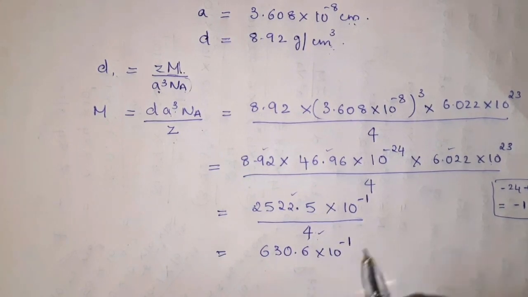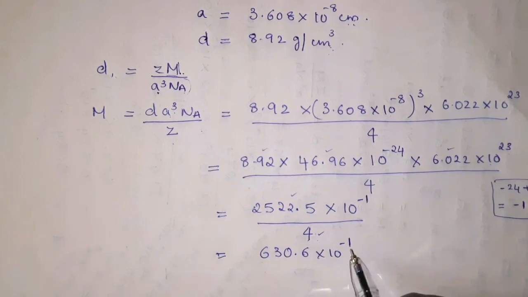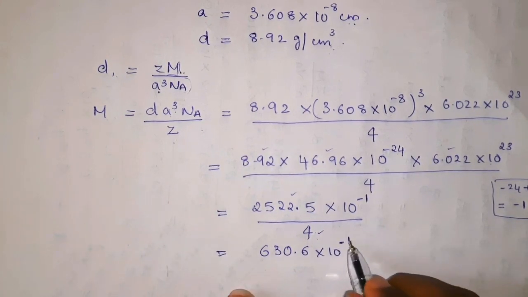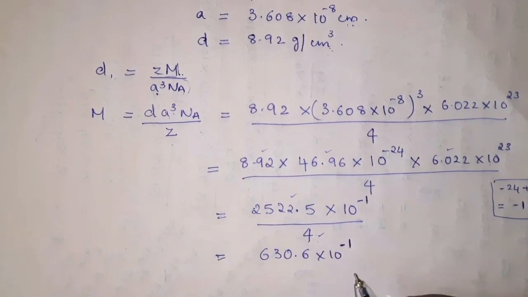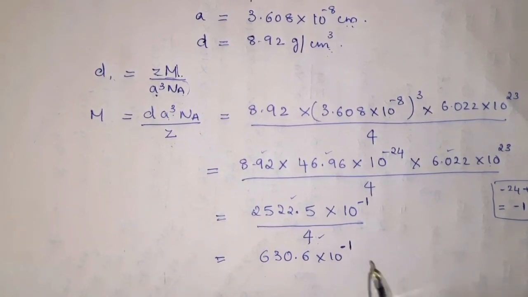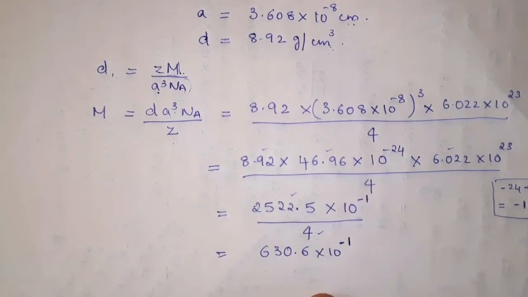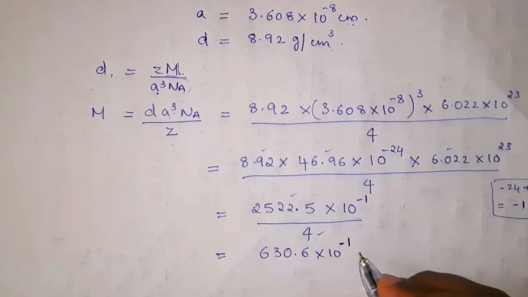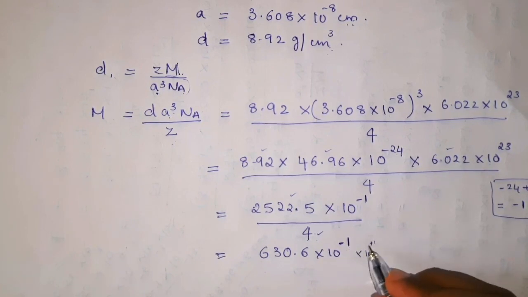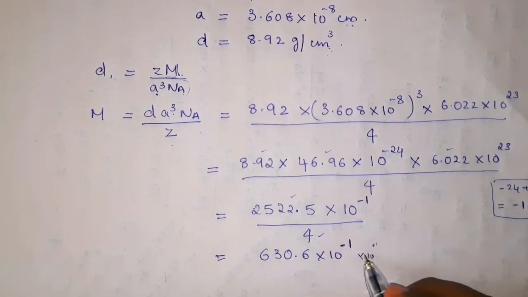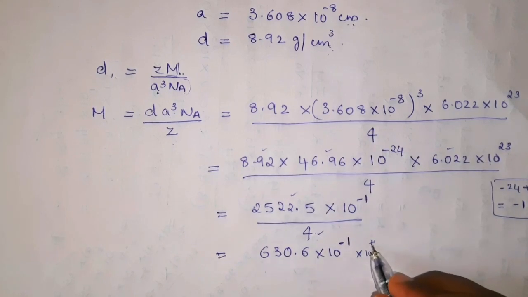Okay, now if you want to remove this 10 to the power minus 1, what you have to do? To remove this 10 to the power minus 1, you can make it 0 only by multiplying it with 10 to the power plus 1, isn't it? That is multiplied by 10 to the power plus 1. When you do this minus 1 and plus 1, you can cancel, you will get 0 there, isn't it? So for that, you have to multiply it with 10 to the power plus 1.